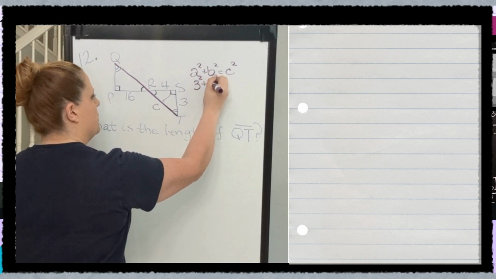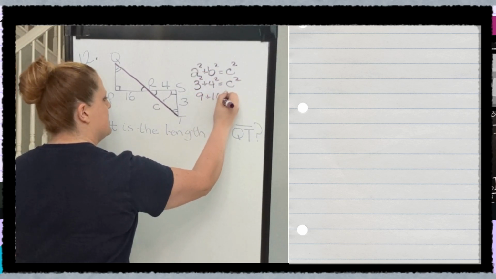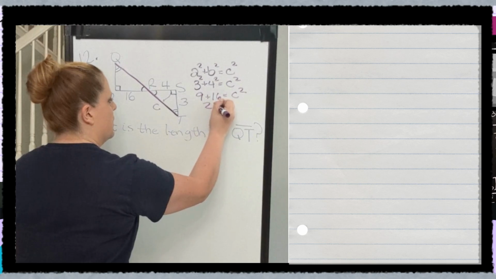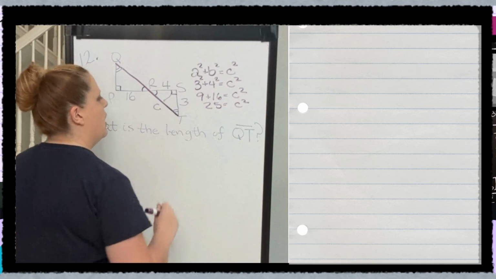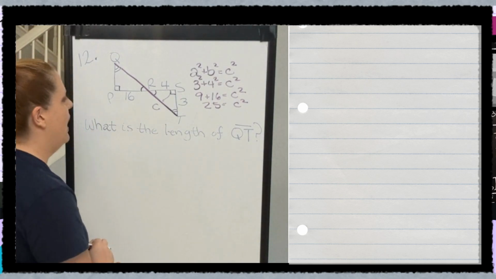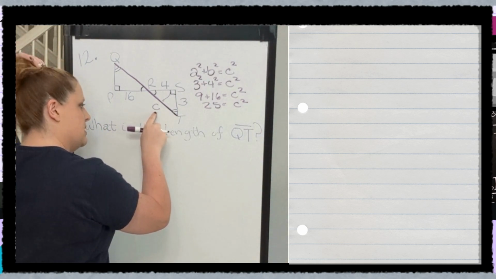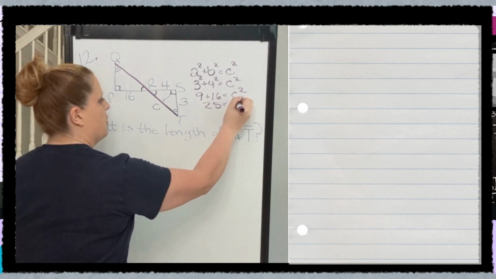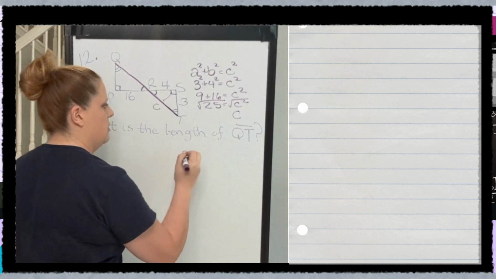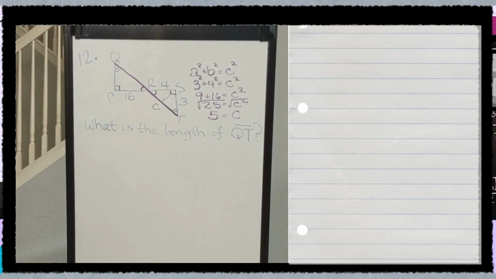3 squared plus 4 squared equals C squared. 9 plus 16 equals C squared. That's 25 equals C squared. And where a lot of you keep making a mistake, you have to take the square root of both sides. We don't want to know what C squared is. This isn't C squared, it's just C. So we have to take that square root of both sides. Okay, now C on its own is equal to 5. It's a 3, 4, 5 triangle.